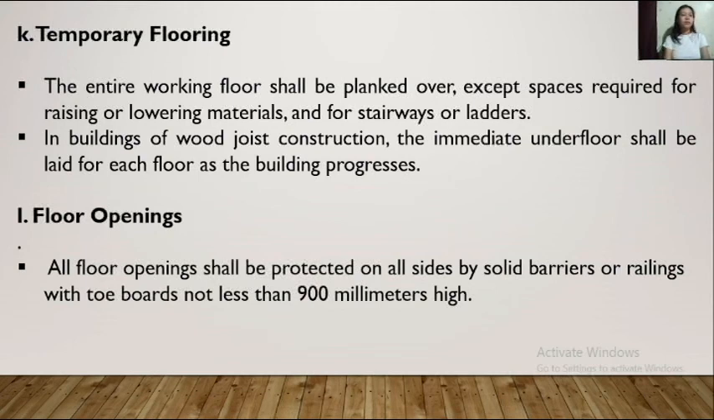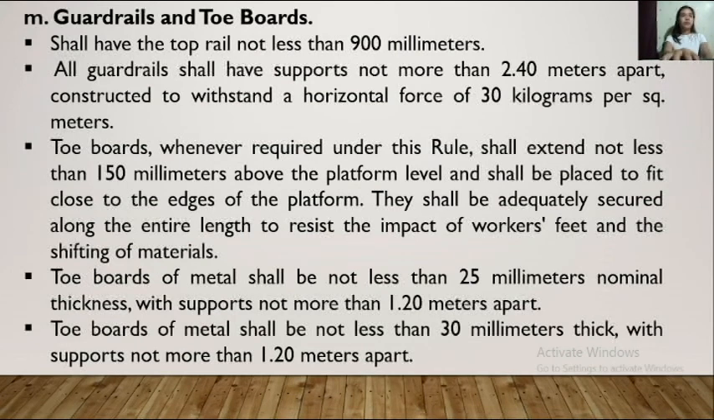Then floor openings shall be protected on all sides by solid barriers or railings with toe boards not less than 900 millimeters high. Then we have also here guardrails and toe boards, which shall have the top rail not less than 900 millimeters, shall have supports not more than 2.40 meters apart, and shall withstand a horizontal force of 30 kilograms per square meter, and shall extend not less than 150 millimeters above the platform levels, and shall be placed to fit close to the edges of the platform.